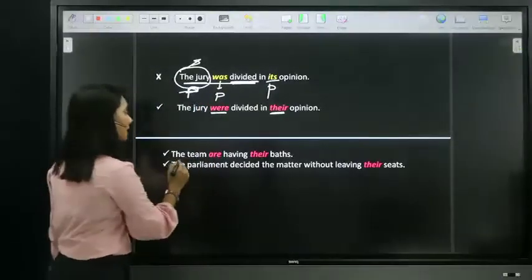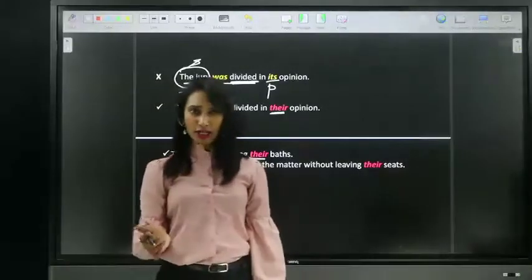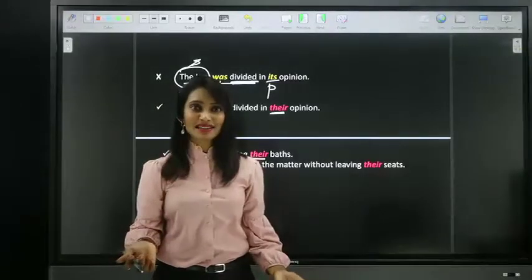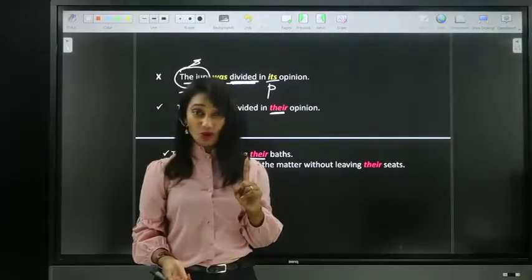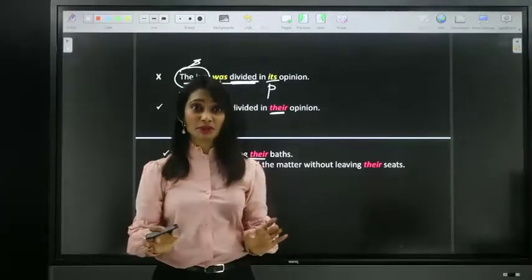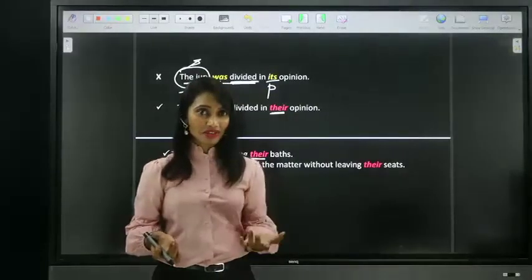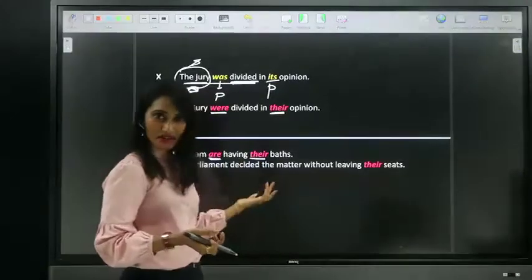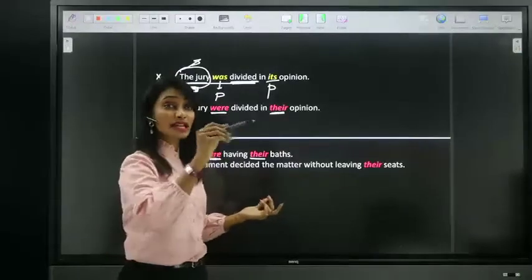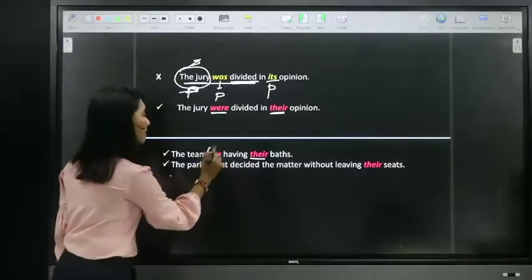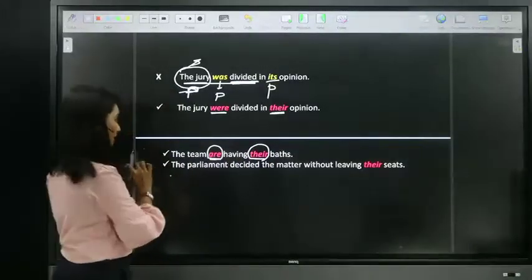Look at this example. The team are having their baths. See, team means a group of players. Can the entire team go and have a single bath? No, not even in a swimming pool is it possible, because everyone has their individual bath, right? So you cannot say the team is having its bath because we are talking about the individual members there. We are considering the individual persons. So the team are having their baths. So that's the next example.